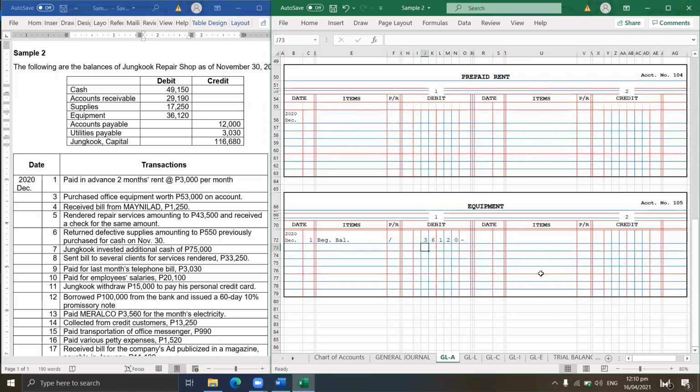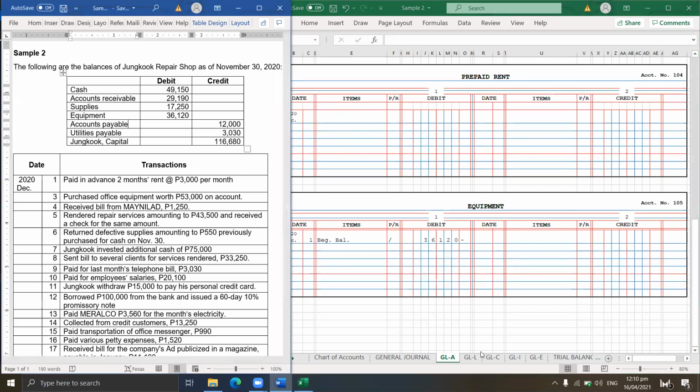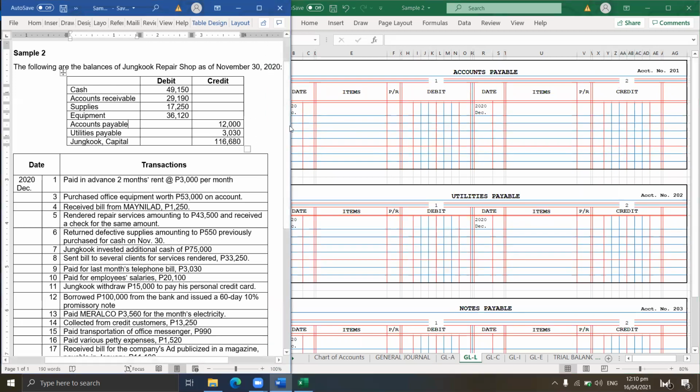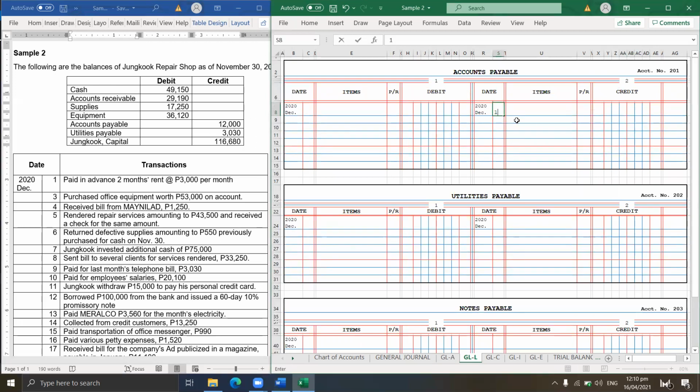Next, dun naman tayo sa ating liability. So which is accounts payable at saka utilities. So for our accounts payable, so credit side yan, no? So we will have December 1 on the credit side. Then we will have our Begbal. Okay? Then write po tayo ng check mark. Then copy the balance. That's 12,000. Okay? So ayan, we're done with the accounts payable.